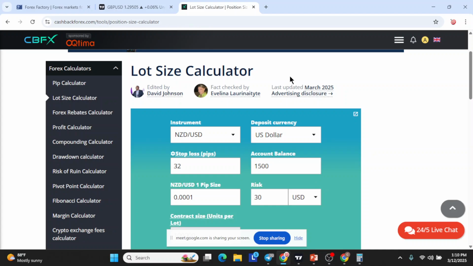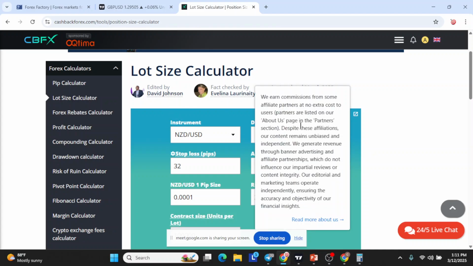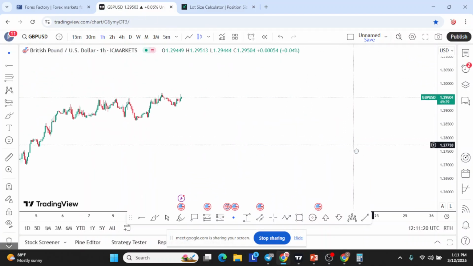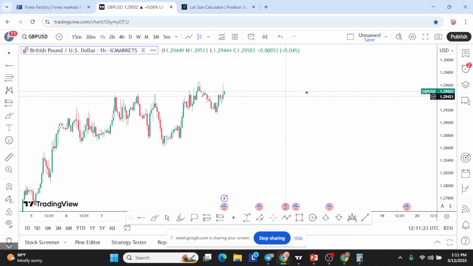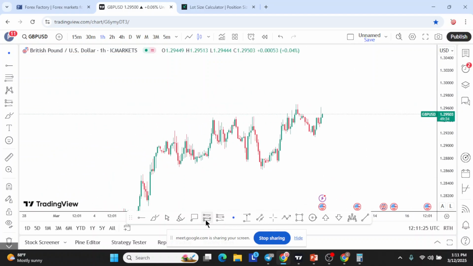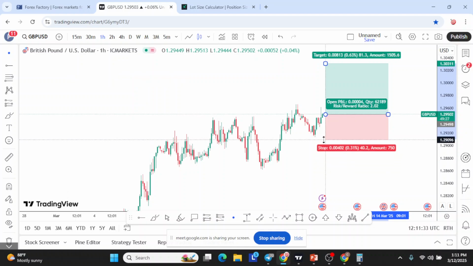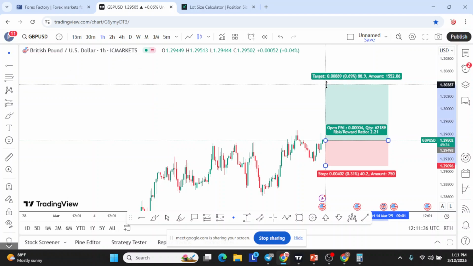So when you now click on that tools and click on position size calculator, it brings you to this interface, and you can see it's asking you for instrument. The instrument is what do you want to trade, what currency pair do you want to trade. So let's say for example this is the chart of GBP USD, and we place our stop loss here, we put our take profit up here.